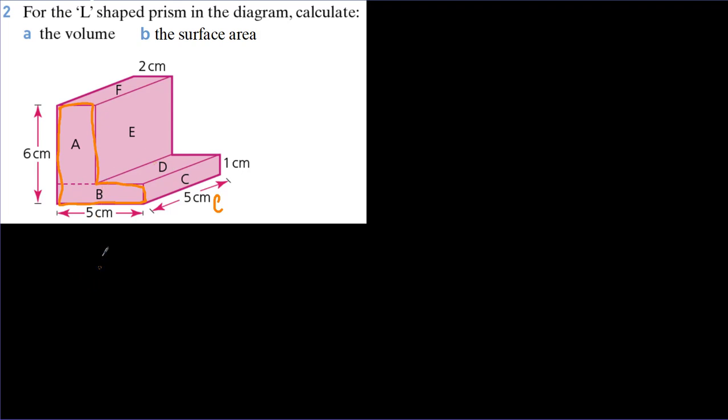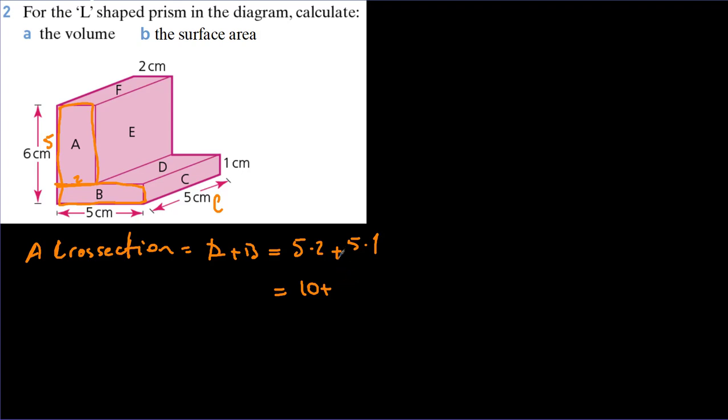And to find the area of the cross section, you should calculate A and B. The area of the cross section is equal to, here, 2 rectangles: this is 5 and 1, and this is 5 and 2. So A plus B is equal to 5 times 2 plus 5 times 1, which is equal to 10 plus 5, that's equal to 15. This is the area of the cross section, which is equal to 15, and the length is 5. So volume is equal to area of cross section times length, which is 15 times 5. That's equal to 75 centimeter cube.